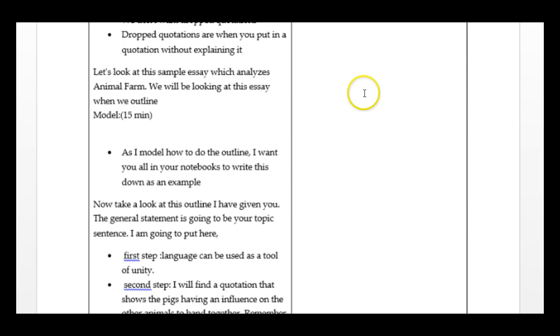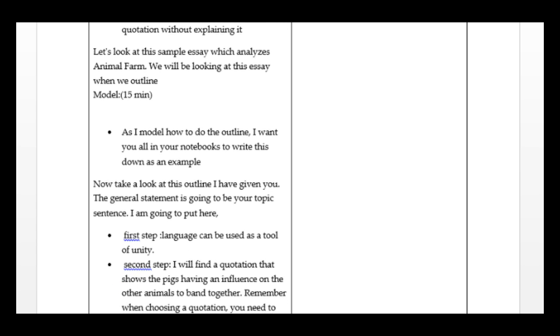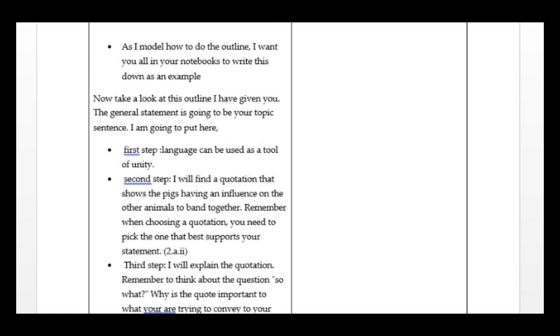All right. Again, you say, look at the sample essay, but I can't see that, so I don't really know what it is that they're doing. Okay. What it is that they're supposed to be analyzing.